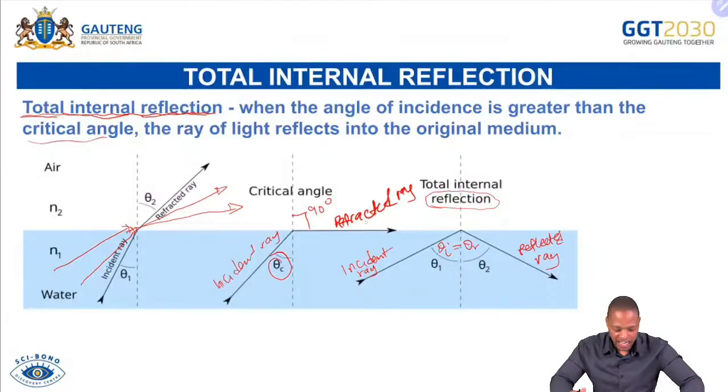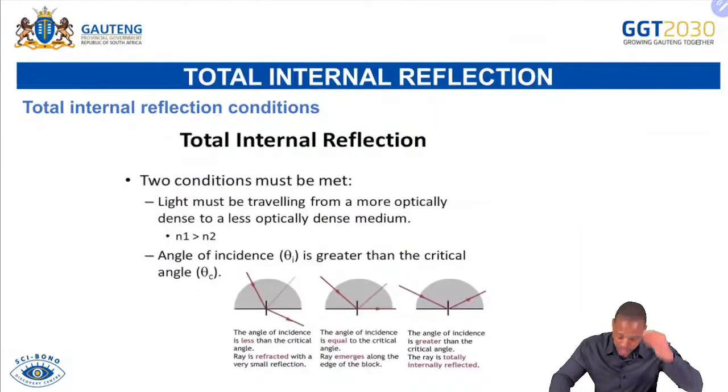It totally and internally reflected back into the medium, and it changed into what? A reflected ray. So that's what total internal reflection is, okay? Just in a nutshell there. As we say, the laws of reflection are going to take place.